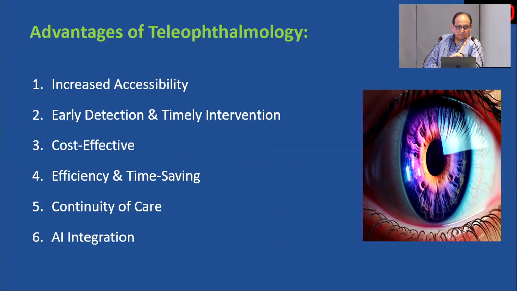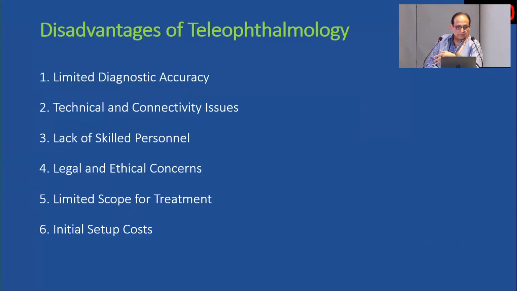So there are a few advantages of teleophthalmology, as we have discussed, but there are disadvantages also. And what are those? There is limited diagnostic accuracy. We can't give the facility or opinion which we can give by examining a patient, but only by looking at the data. There are limitations. Then technical and connectivity issues in the villages, the net is down. Somewhere the facilities do not exist, and the people are not able to connect to you. So that is the problem.